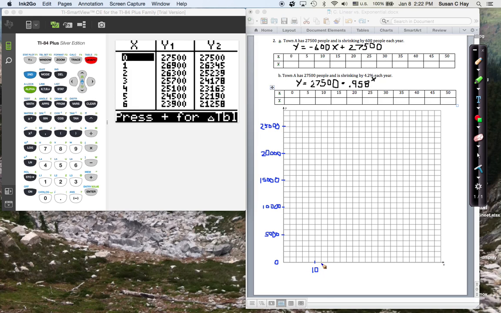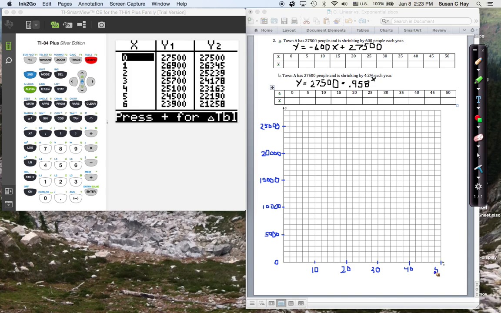And then 10, 12, 14, 16, 18, 20. This is my number of years. 20, 22, 24, 26, 28, 30. Again, notice that I'm not putting in every single year because it would make a big mess. It'd clutter up my axis. 32, 34, 36, 38, 40, and then finally up to 50 years.